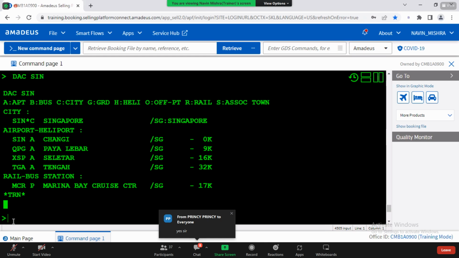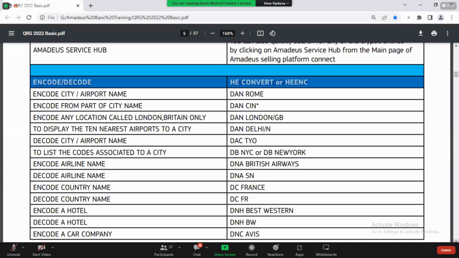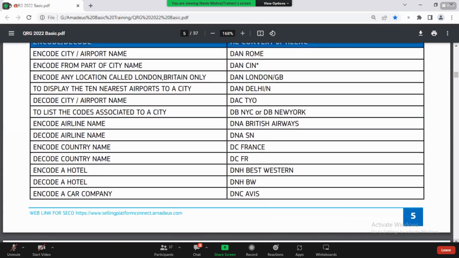Okay, now let's start. Let's continue the topic. Till now, we have already covered the topic related to encoding and decoding. Now, suppose I want to know there is another command which will help you to find out and display the 10 nearest airports to any particular city.